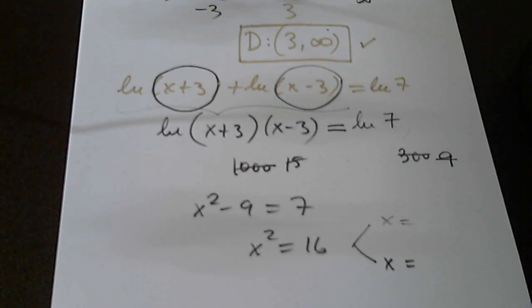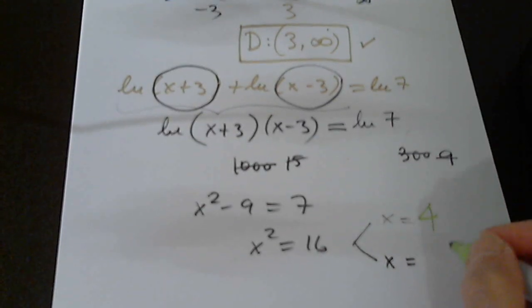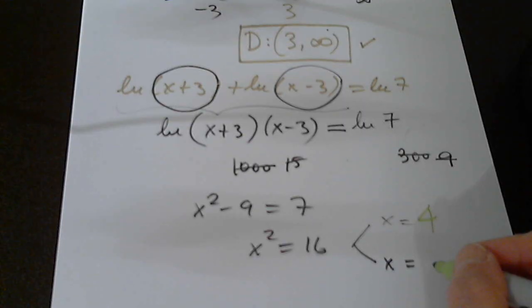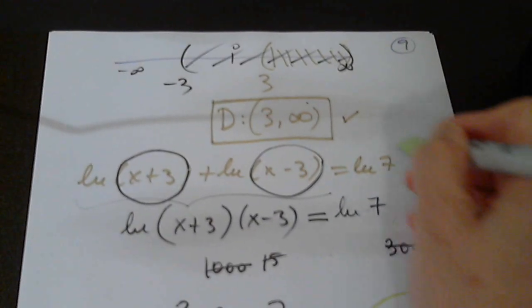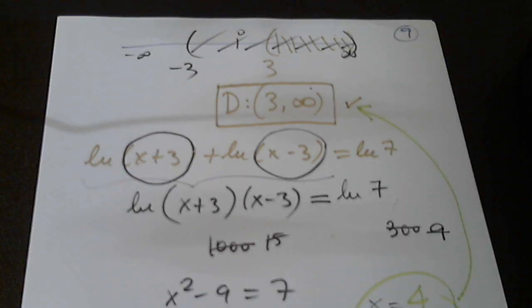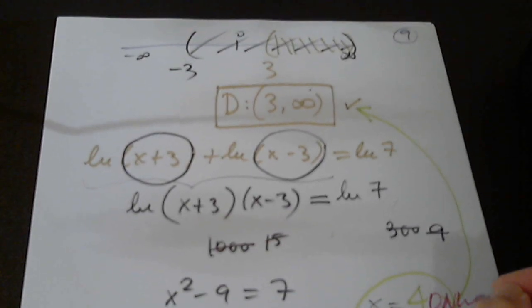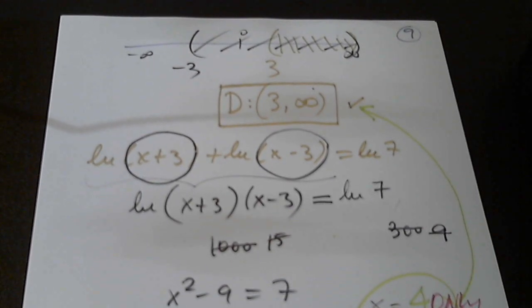Please, anyone? 4. It's quadratic. You have to give me two solutions. -4. Good. Now, what do you think? 4 is the only one in the domain. That's it. So we solve the logarithmic equation. The only solution is 4.